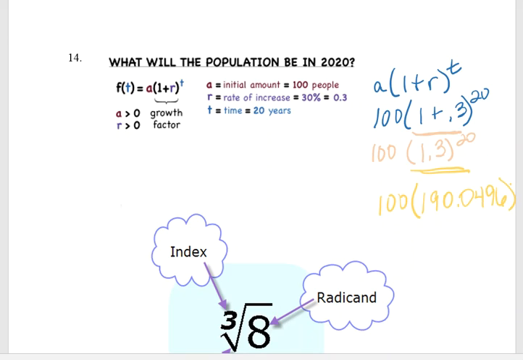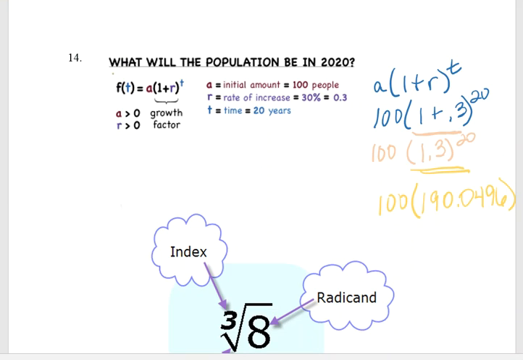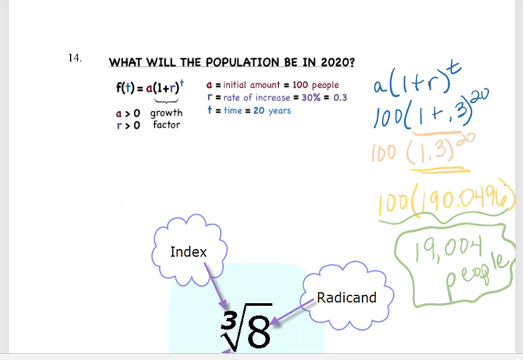Now we'll go ahead and do the last step. We only have multiplication left, so we'll go ahead and do that. So I'm going to multiply these, so times 100. So in 2020, our population should be 19,004. Almost to 5, but not quite. That's pretty good growth in 20 years. You go from 100 people to 19,000 people.